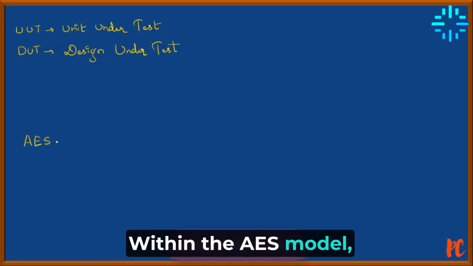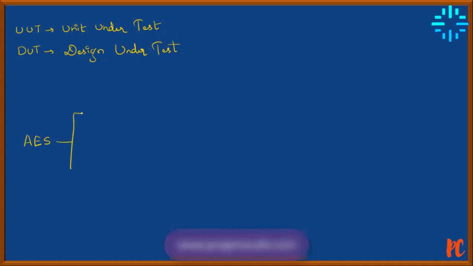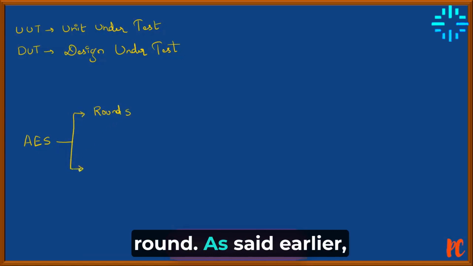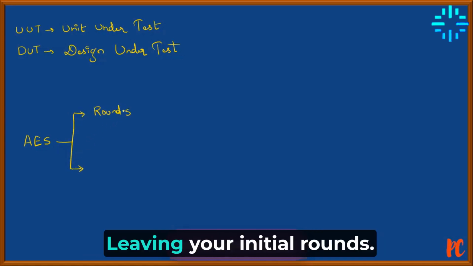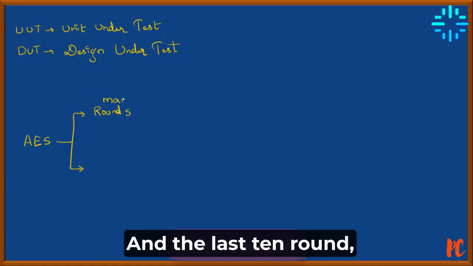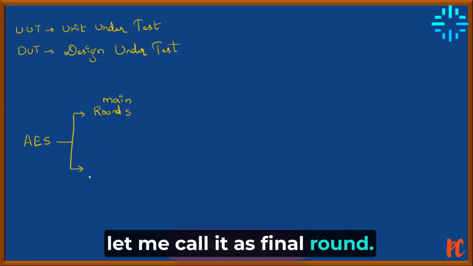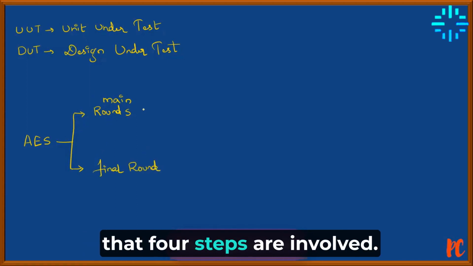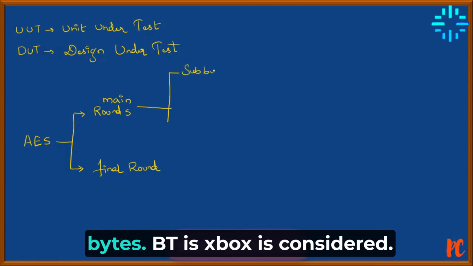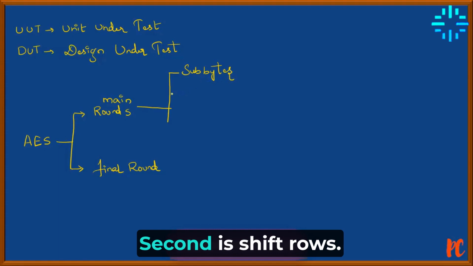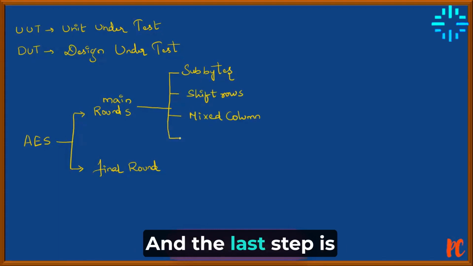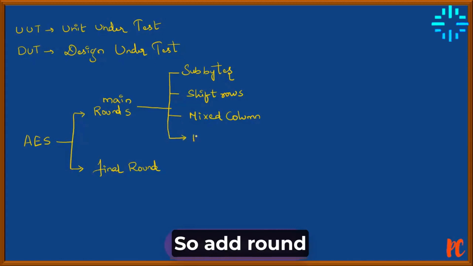Within the AES module, we need to bother about two things. One is with respect to rounds and one is with respect to final round. As said earlier, we will be talking with respect to 10 rounds, leaving your initial round. Rounds from 1 to 9 we call as main round, and the last round, round 10, let me call it as final round. And within the round we know that 4 steps are involved. Majorly, one is your SubBytes where your S-box is considered. Second is shift rows. The third step would be mix columns, and the last step is going for the next stage, right? So add round key.